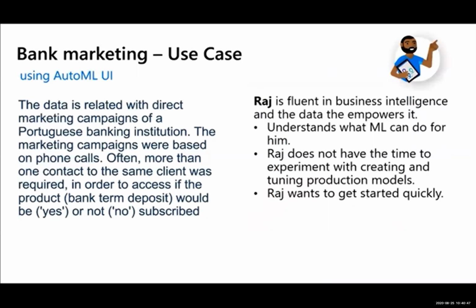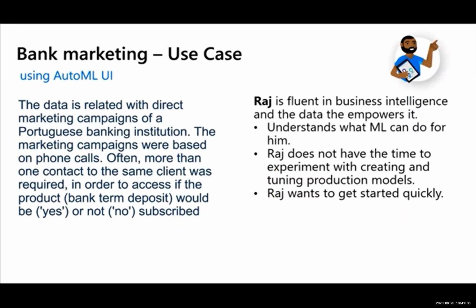So Raj is a fluent business intelligence and data scientist. He understands what ML can do for him. He does not have the time to experiment with creating and tuning the production models, but he wants to get started quickly. What is the problem he's trying to solve here?